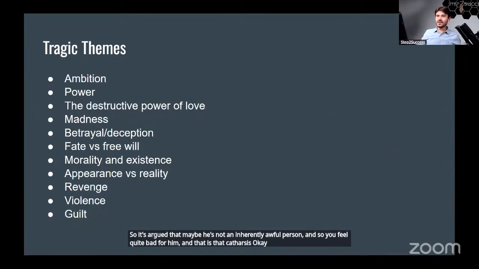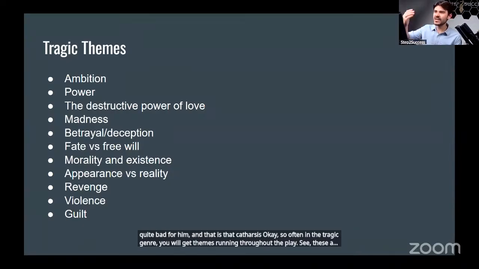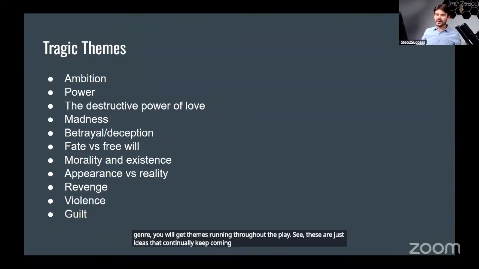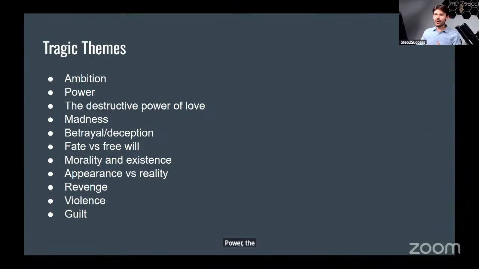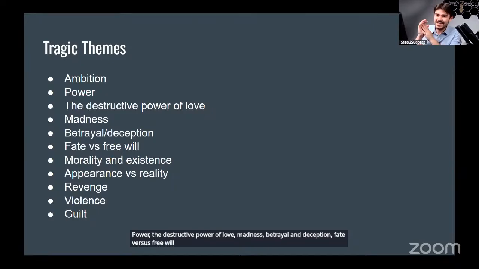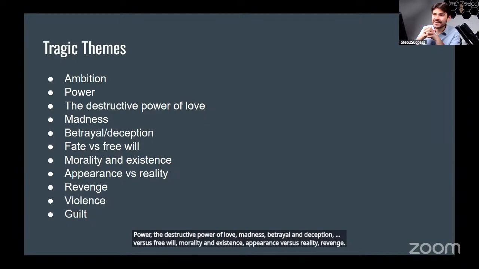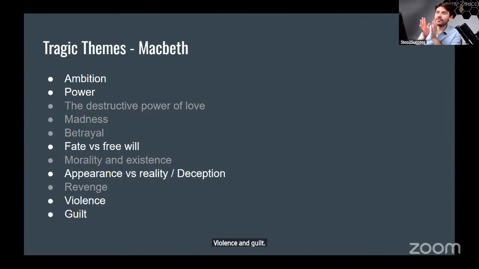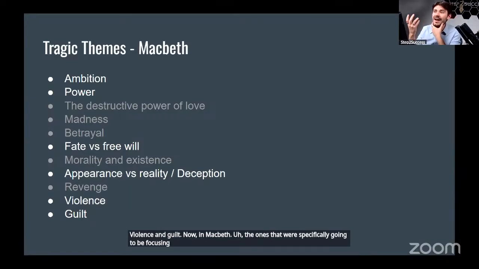Okay. So often in the tragic genre, you will get themes running throughout the play. So these are just ideas that continually keep coming up throughout the play. These could include ambition, power, the destructive power of love, madness, betrayal and deception, fate versus free will, morality and existence, appearance versus reality, revenge, violence, and guilt. Now, in Macbeth, the ones that we're specifically going to be focusing on are the ones highlighted in white.